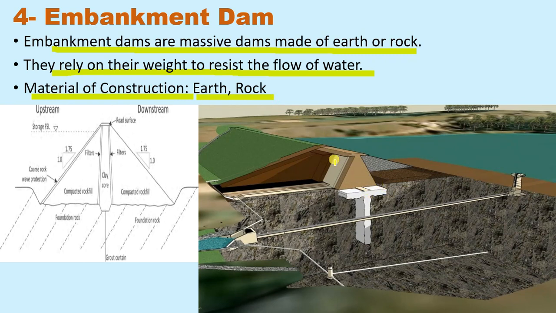You can see here how it has been created. Here a very strong dam is not required, but of course proper management is required. You can see from both sides that compacted rock fill is there, and in the middle there is a clay core, so that seepage of water cannot happen from this river, and that way it prevents the water from going out of the river.